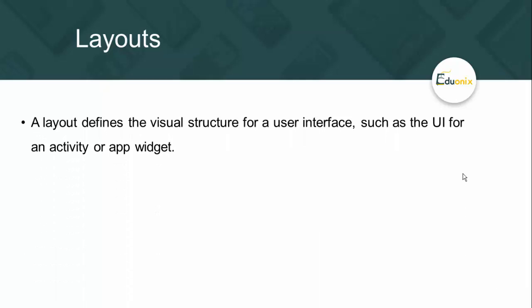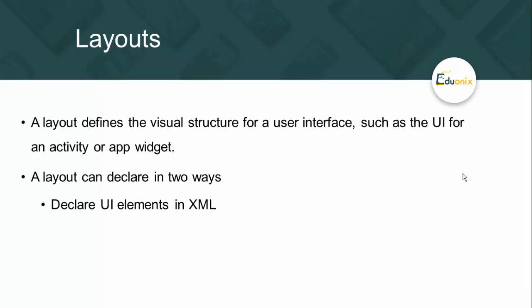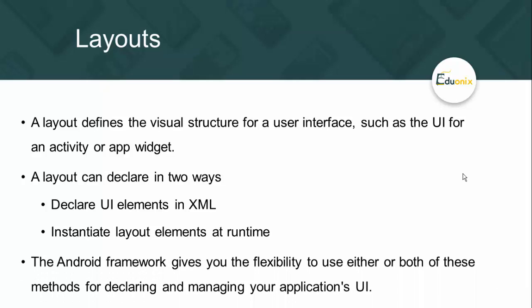A layout defines a visual structure for a user interface, such as the UI for an activity or app widget. A layout can be created in two ways. A layout can be created either at runtime or you can declare your layout in a simple XML file. The Android framework gives you the flexibility to use either or both of these methods for declaring and managing your application's UI.